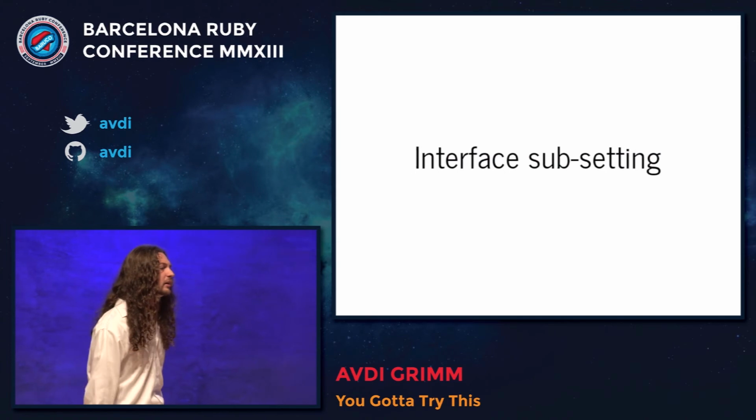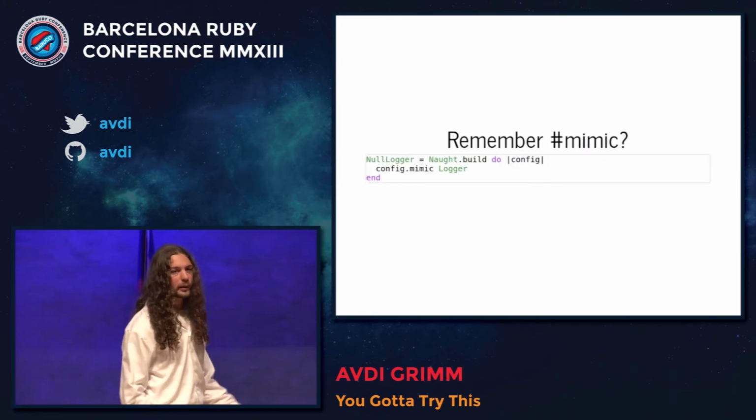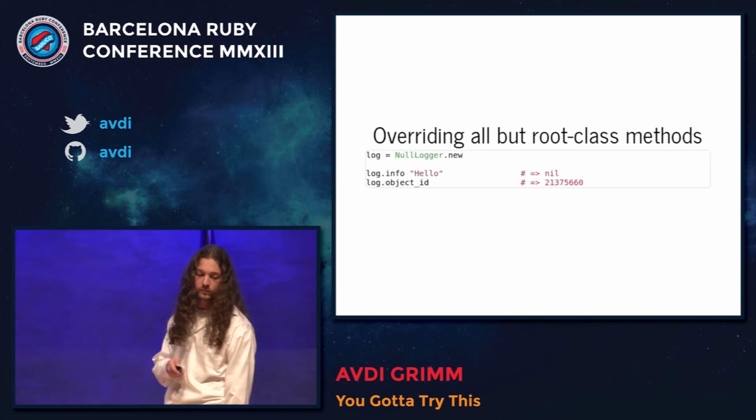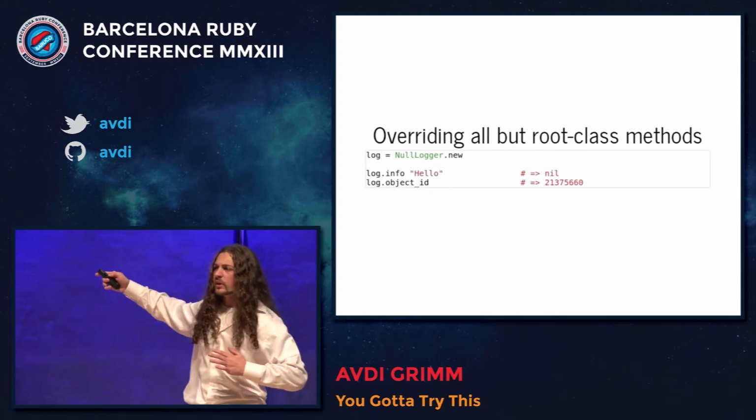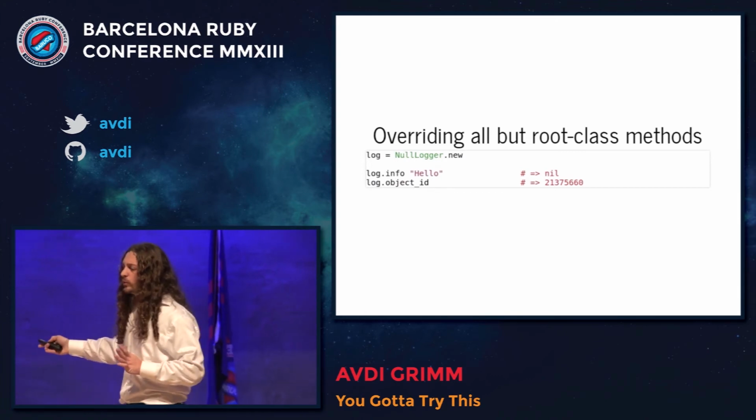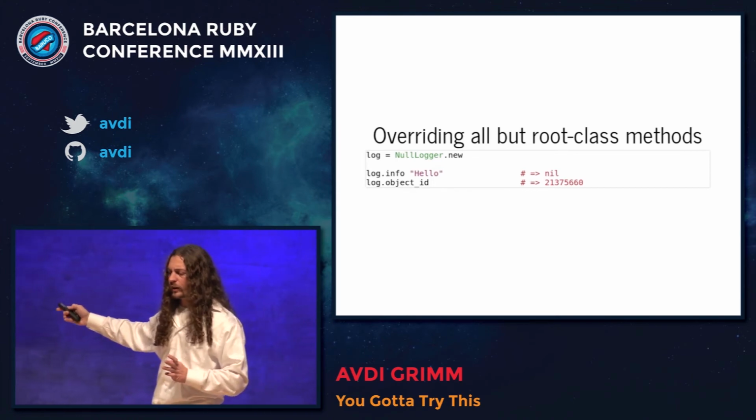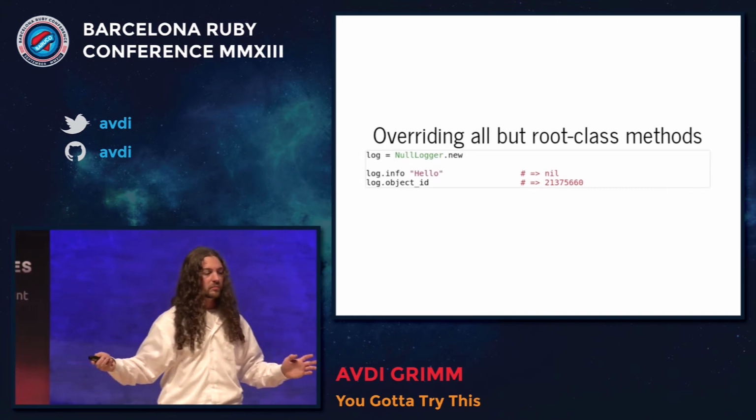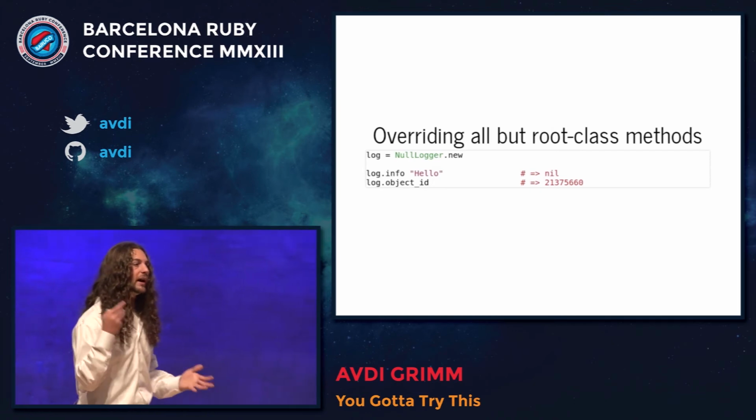Interface subsetting. That sounds pretty fancy, doesn't it? All right, well, remember Mimic. We've talked about Mimic a couple of times. If we're mimicking some other class, it seems reasonable that we want to mimic most of the methods on that other class, but we probably don't want to mimic root-level methods like object ID. We want to leave stuff like that alone. OK, so how do we filter these out?